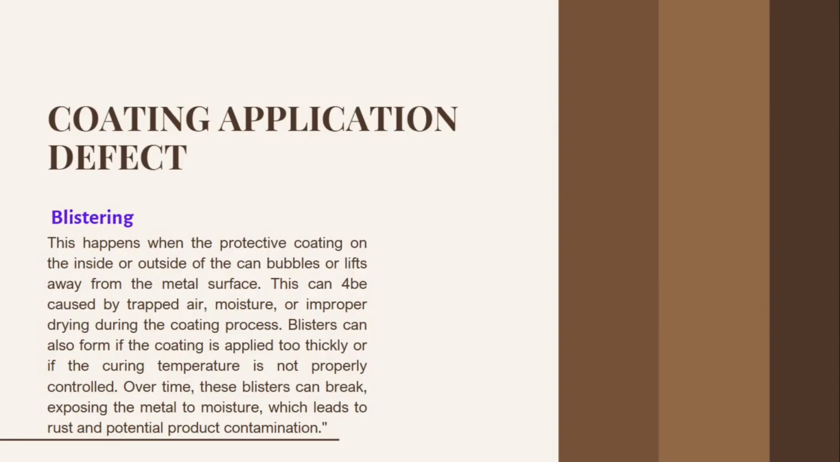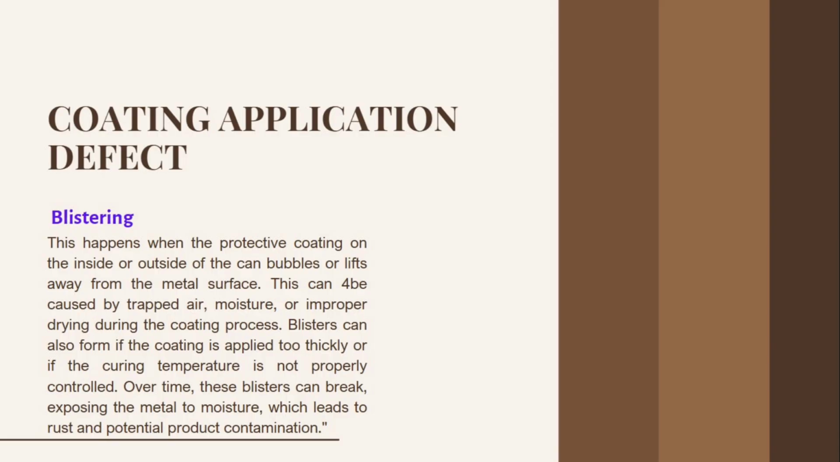Next we have the coating application defect. An example of this is blistering. This happens when the protective coating on the inside or outside of the can bubbles or lifts away from the metal surface. This can be caused by trapped air, moisture, or improper drying during the coating process. Blisters can also form if the coating is applied too thickly or if the curing temperature is not properly controlled. Over time, these blisters can break, exposing the metal to moisture, which leads to rust and potential product contamination.